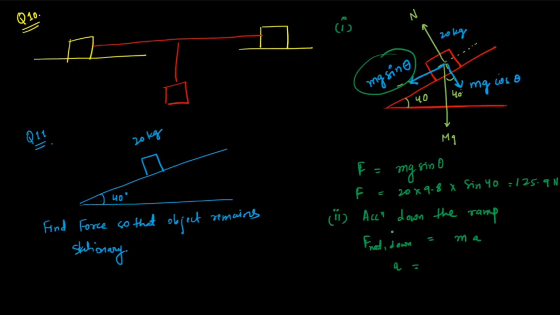In order to find out the acceleration with which the object will move down, we can apply again the same relation: net force in the downward direction must be equal to ma. So acceleration is going to be F over m. F is 125.9, mass is given as 20. You can solve and get the value of acceleration. Do it and tell me.